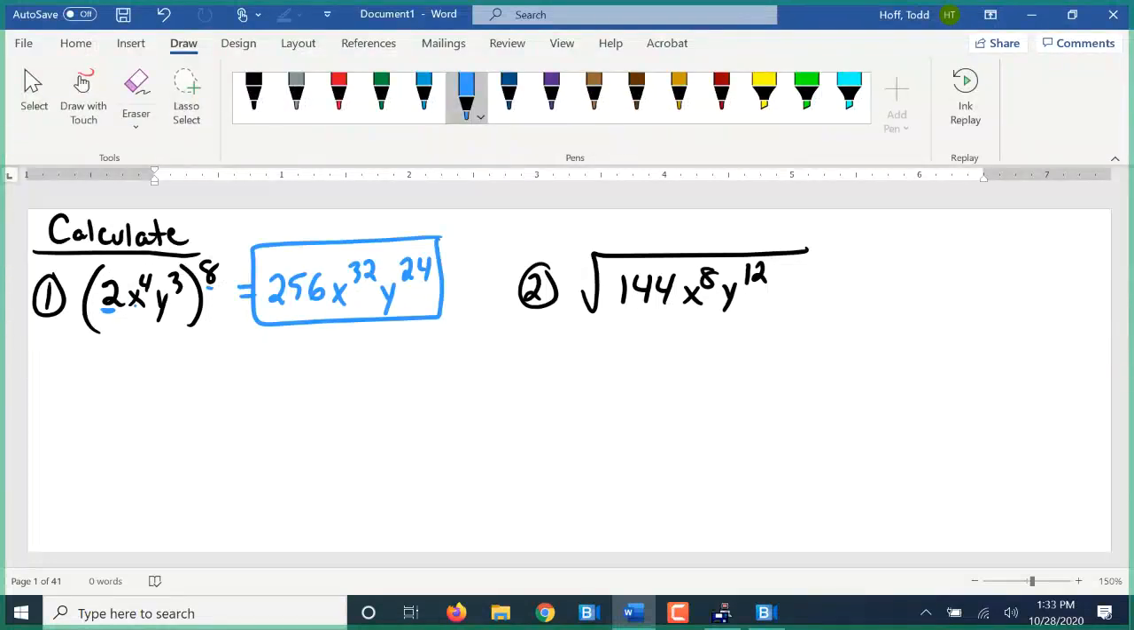For a root, remember, we take the root of the number, and then we divide the powers. This is a square root, so this is really a 2 here, so we're going to be dividing the powers by 2. Well, the square root of 144 is just 12. We still take the square root of the count, or the number. Square root of x to the 8th, well, 8 divided by 2 is 4, so that's x to the 4th. And the square root of y to the 12th, 12 divided by 2 is 6, so that's y to the 6th.